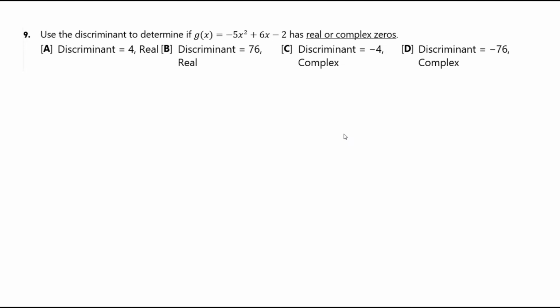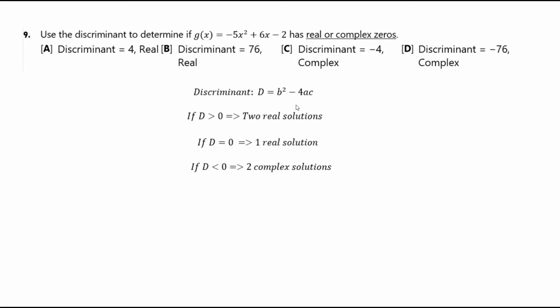Okay, so number 9, we're looking at using the discriminant. So let's go ahead and recall what the discriminant looks like. This is the formula for the discriminant. Remember that the quadratic formula, where you solve for x if you're trying to get the solution to a quadratic. Well, the discriminant is kind of like the same thing, except it's whatever is inside the square root. So in this case, this is the formula for the discriminant.